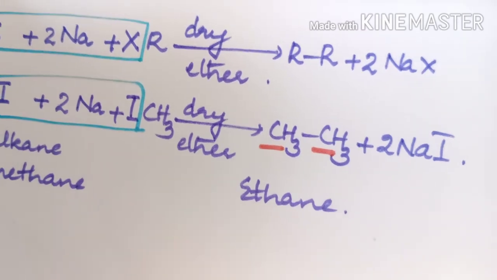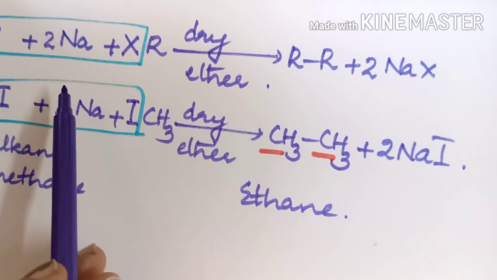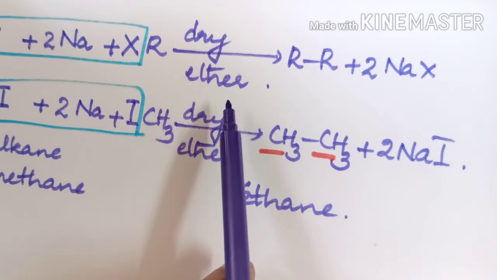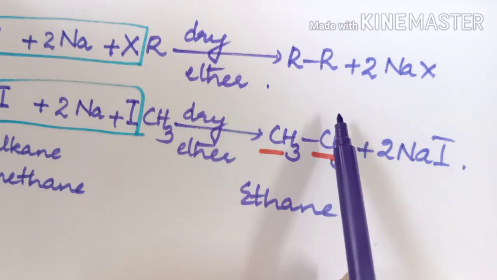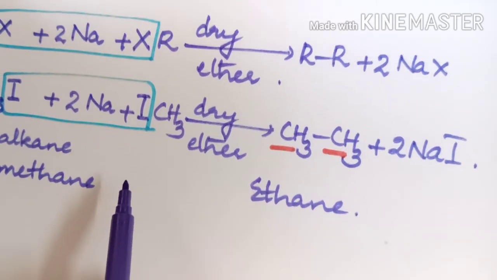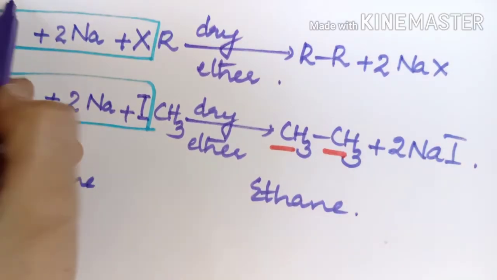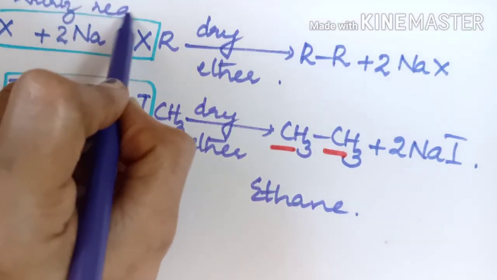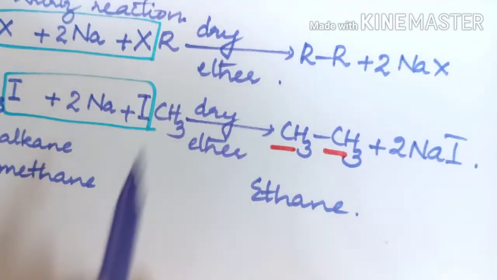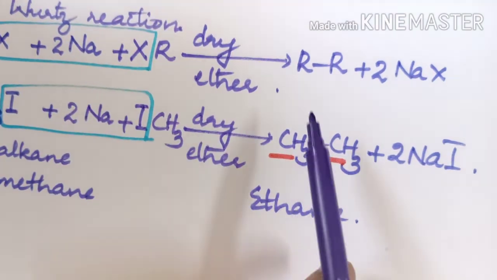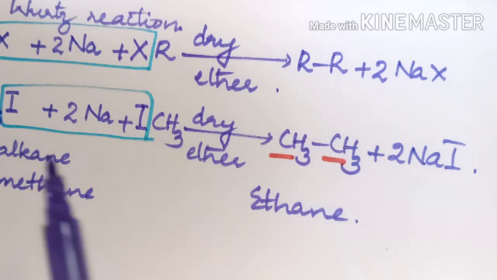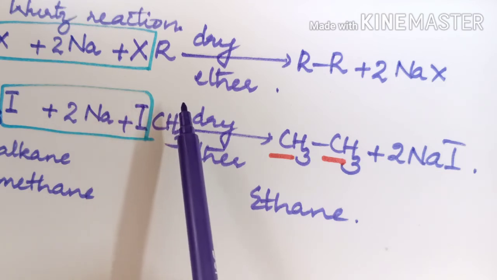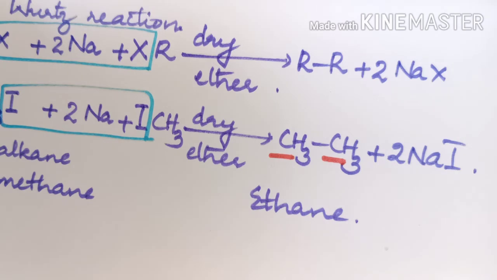The reaction between alkyl halide in the presence of sodium metal in dry ether forms the higher alkane. This was first experimented by Wurtz, and this reaction is known as Wurtz reaction. So Wurtz reaction helps in preparing the higher alkanes. The limitation of Wurtz reaction is that we cannot prepare methane using the process.